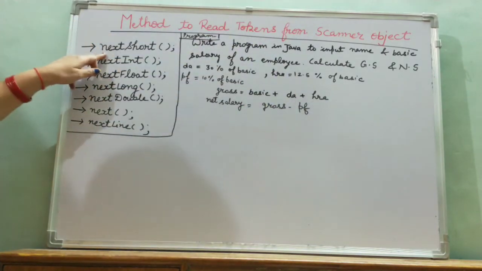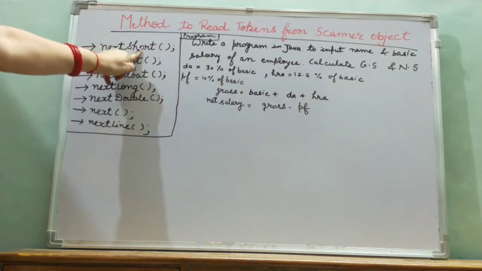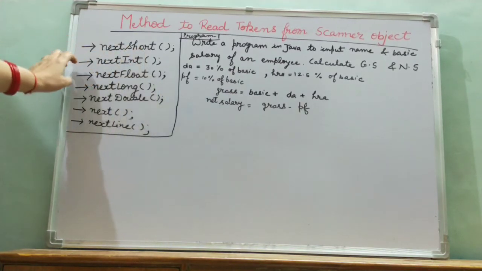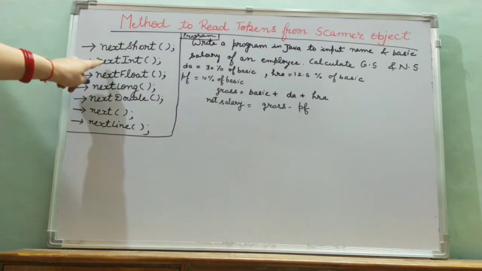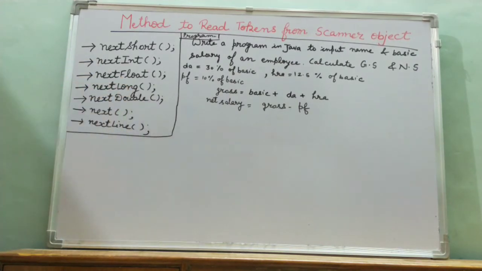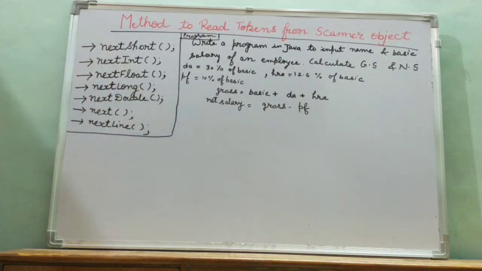Today I am explaining different methods to read tokens from the Scanner object. Here are the different methods. nextShort() is used to store an integer value that is not very long. If we want to store a long value, then we can use nextLong(); and nextInt() for storing the integer value.